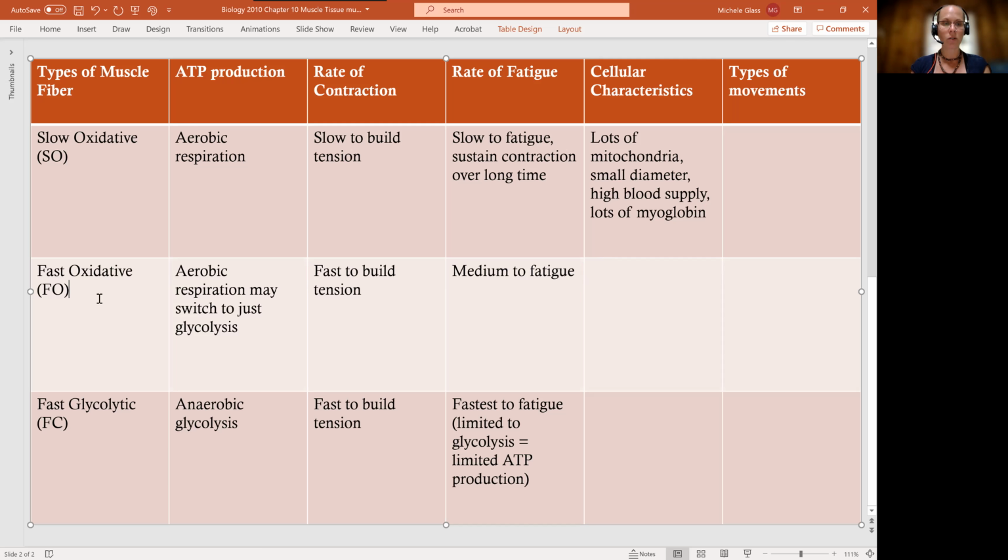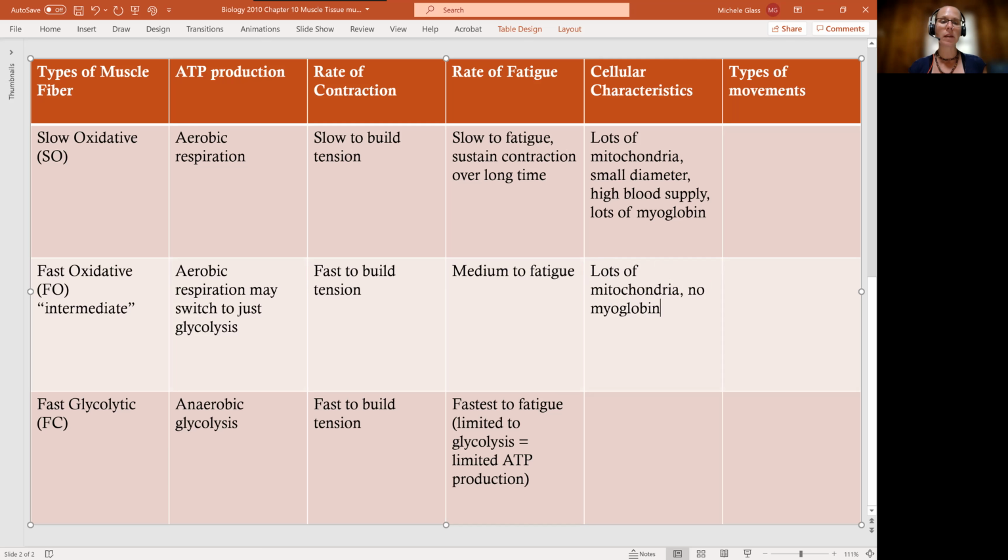When we look at the fast oxidative, let's go ahead and make a note on the side over here that sometimes the fast oxidative muscle fiber is just talked about as an intermediate muscle fiber. This one then makes sense. It's kind of in between on fatigue and characteristics between the slow oxidative and the fast glycolytic. So here what we're going to see is it does have lots of mitochondria, because remember, we're still doing aerobic respiration here, but it's lacking in the myoglobin.